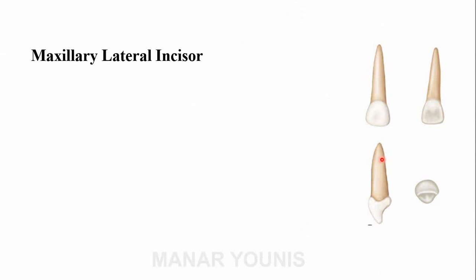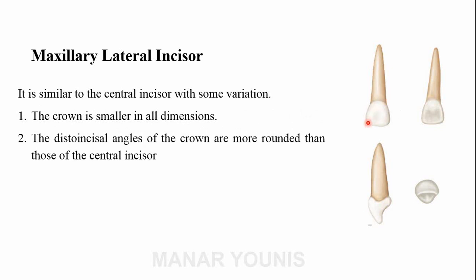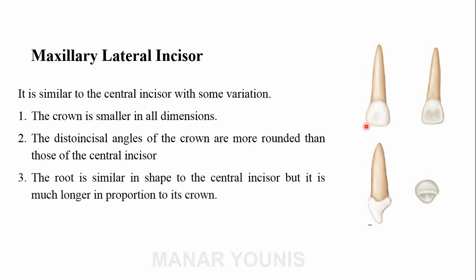The primary maxillary lateral incisor is similar to the primary central with some variation. The crown is smaller in all dimensions, whether mesiodistal width, crown length, or labiolingual dimension. The disto-incisal angle of the crown is more rounded than that of the primary central incisor. The root is similar in shape to the primary central, but it's much longer in proportion to its crown length. Since the crown is shorter, the root will appear longer.